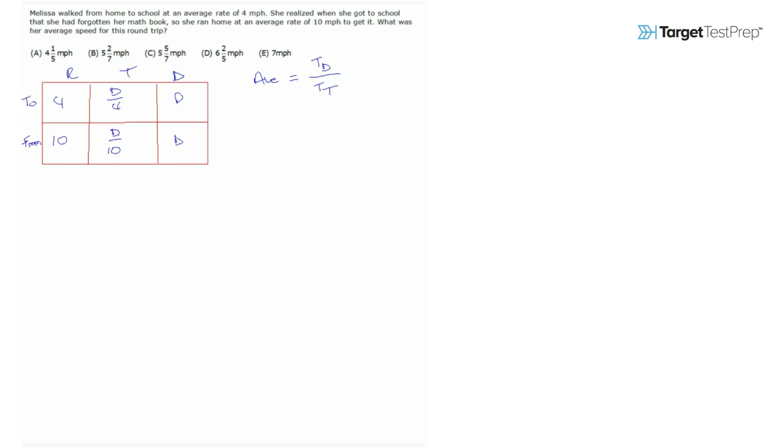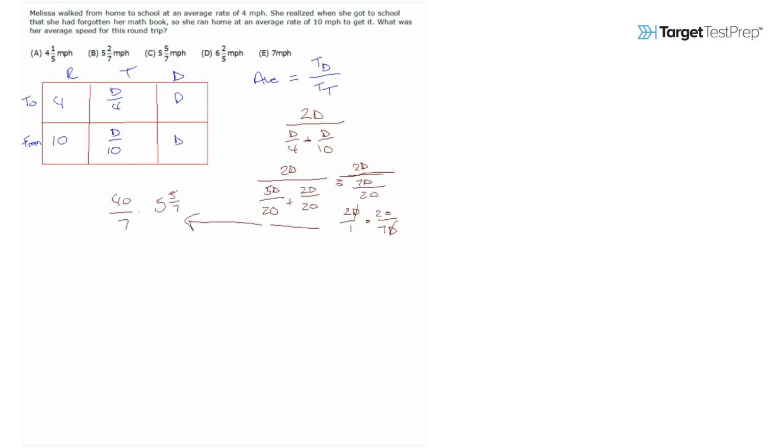Total distance is going to be 2d. Total time is d over 4 plus d over 10. So if we get common denominators, we have 5d over 20 plus 2d over 20, 2d all over 7d over 20. So if we flip and multiply, we get this. We see the d's cancel. 40 over 7, which is 5 and 5/7.